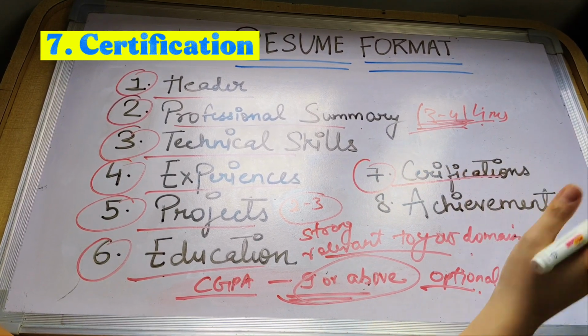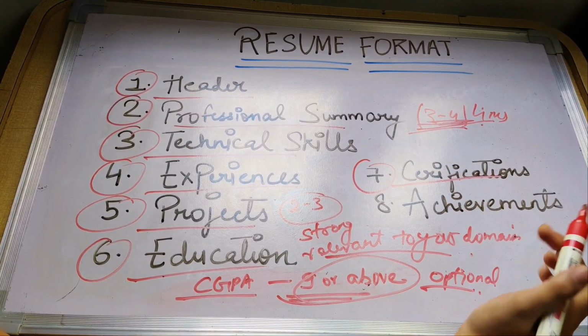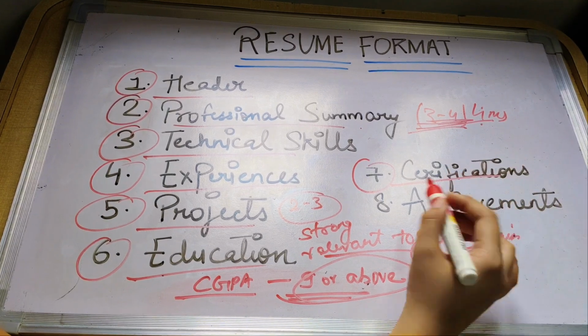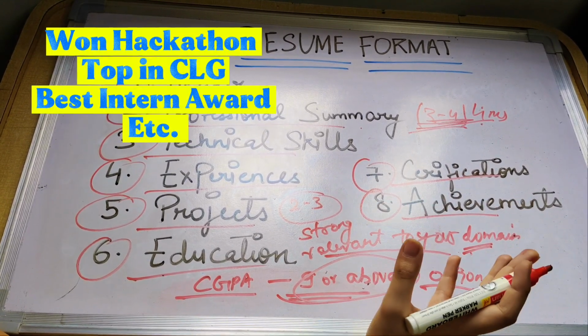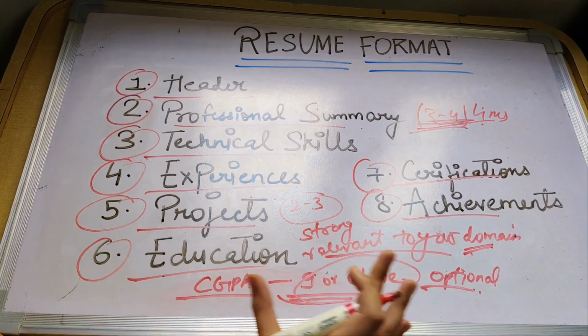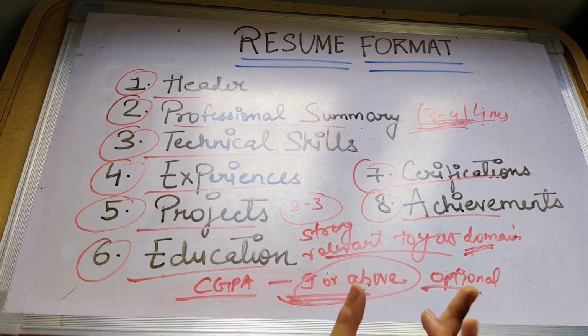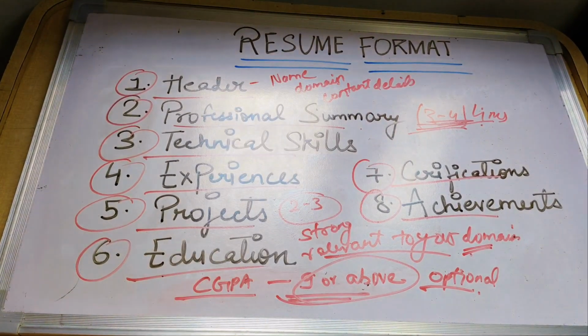Next, number 7, certifications. Whatever certifications you have done in your relevant skill or domain, you have to add. Number 8, achievements. Like if you have won any hackathon or topped in your college. So this is the whole format of a resume. You have to add all these points in your resume. You can also take a screenshot of this.